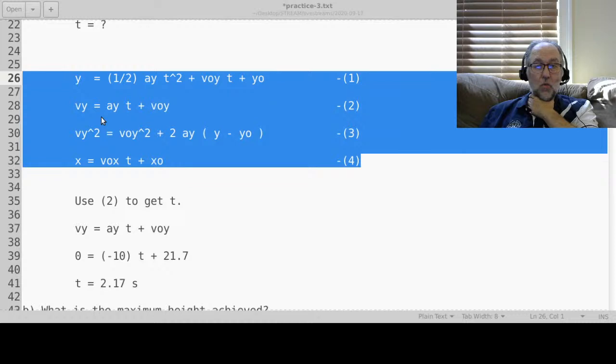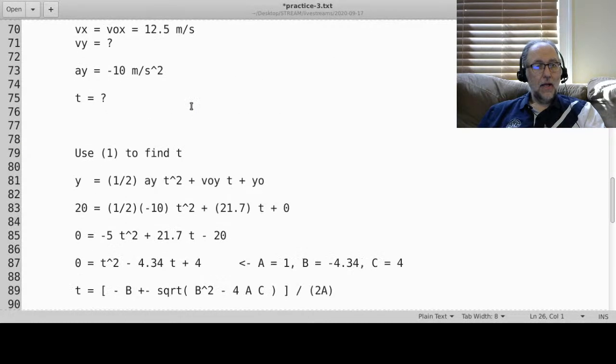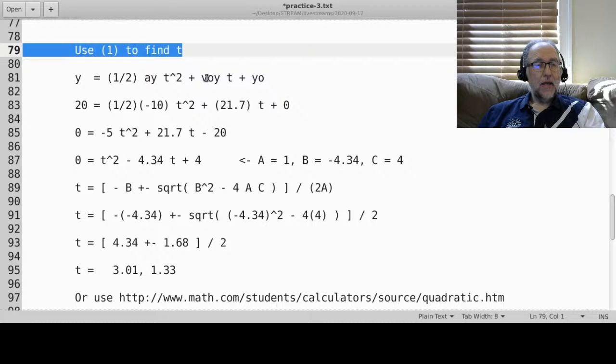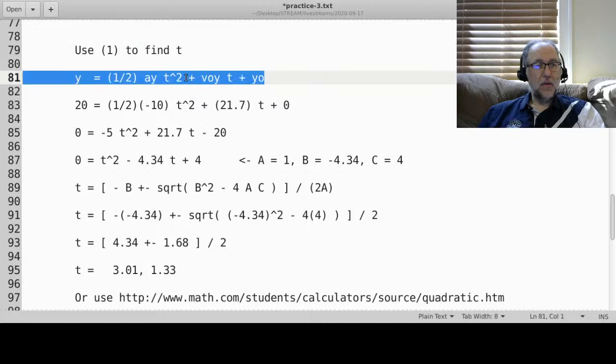You don't know the time, and you don't know Vy. Okay, don't say it's 0, because it isn't. All right, and so number 1 is the only one by process of elimination. So use number 1, and when you do that, there it is, just repeated.